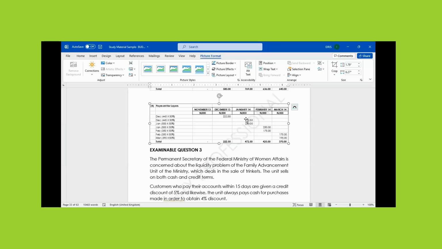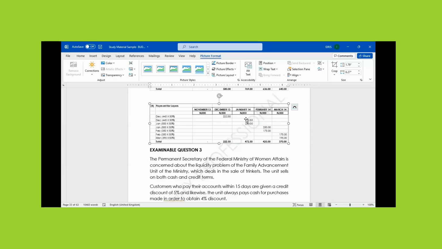For February layers, 50% in February, 175, Abi. Yes, sir. Balance of 50% in March. Yes, 175. For March, layers, 50% in March, 50% in April. 390, 195. The balance of 50% of March is going to be paid in when?